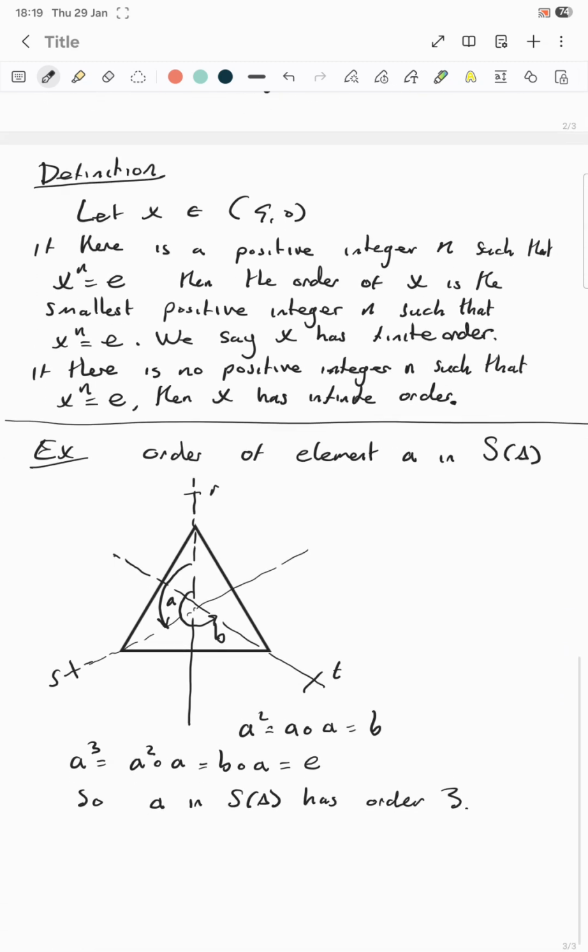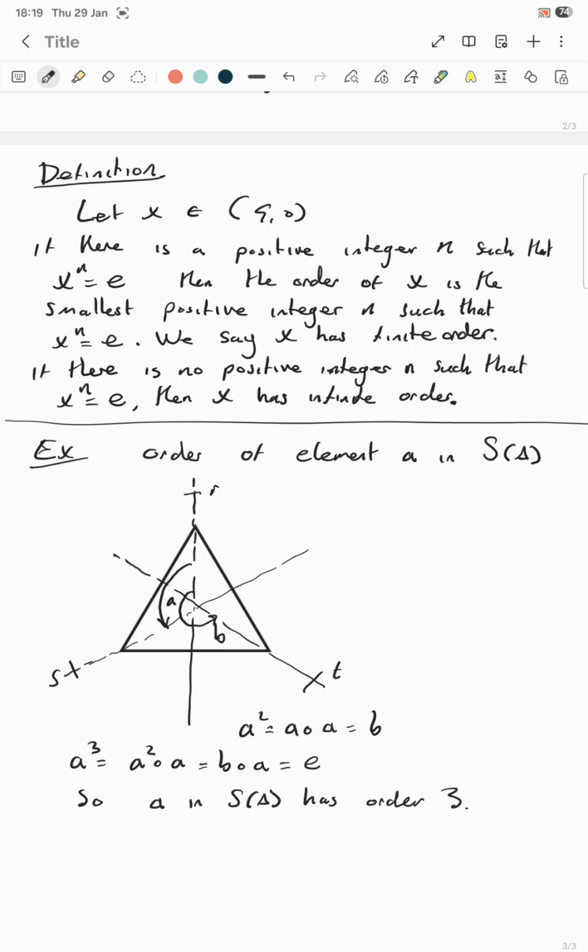Now definitions: let x be contained in G under composition. If there is a positive integer n such that x^n equals e, our identity, then the order of x is the smallest positive integer n such that x^n equals e. We say x has finite order. If there is no positive integer n such that x^n equals e, then x has infinite order.